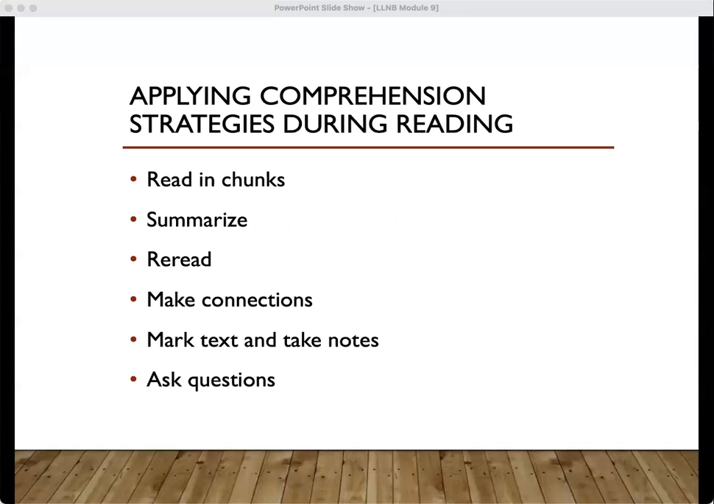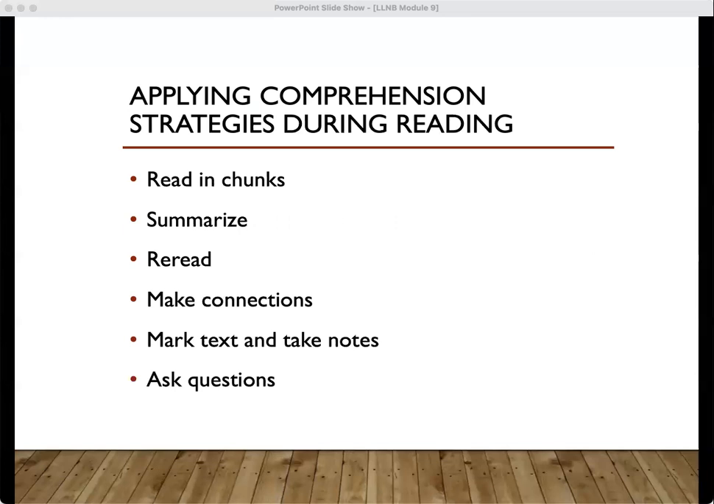Applying comprehension strategies during reading. Learners can improve their comprehension by using these strategies while they read. By learning these strategies, learners can begin to monitor their own comprehension. It's important to teach learners to read in chunks. Most texts will have natural chunks: paragraphs, sections, changes in scenes, or chapters.